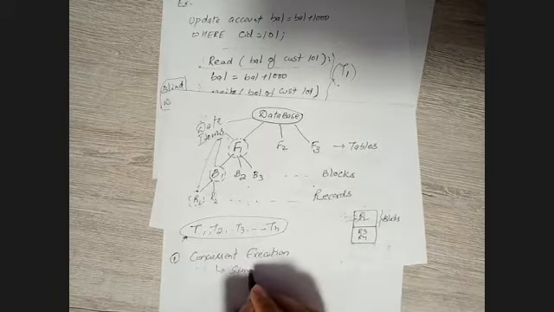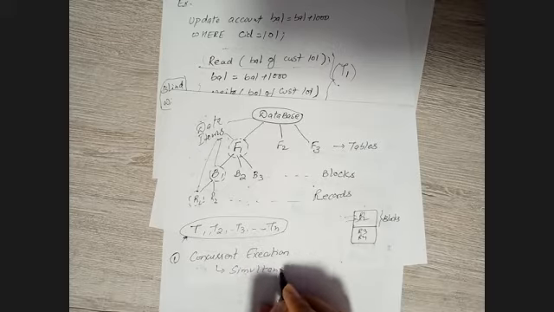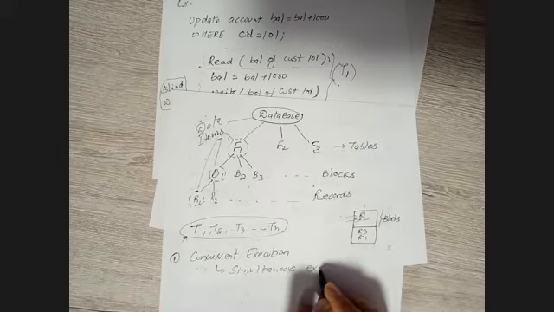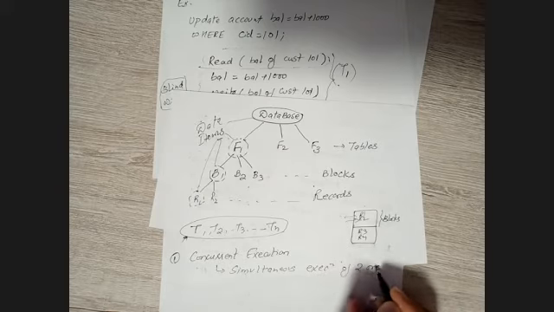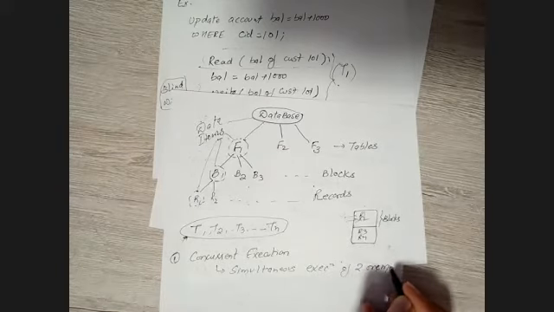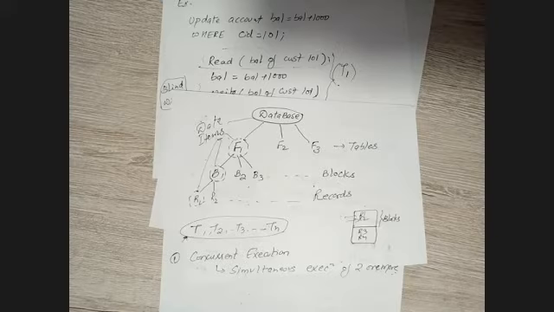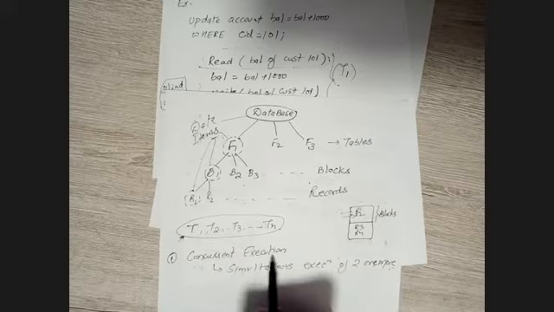We have the simultaneous execution of your two or more. Basically, it should be two or more at least, right? Two or more transactions over some database. That is called your concurrent execution, right?